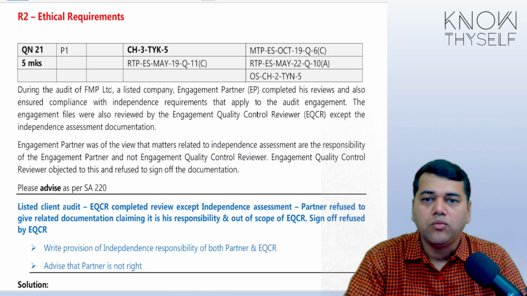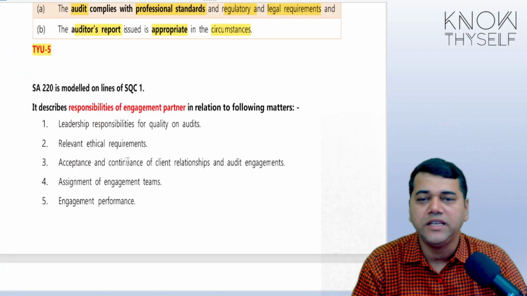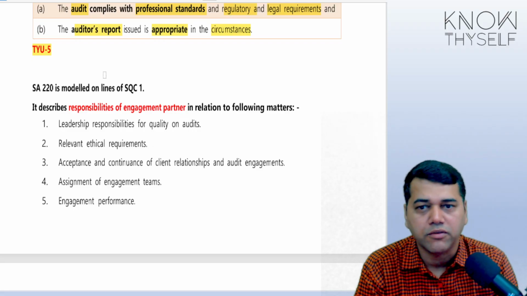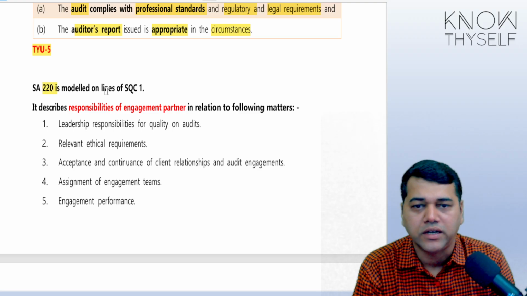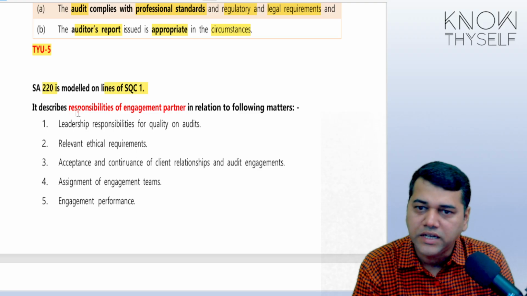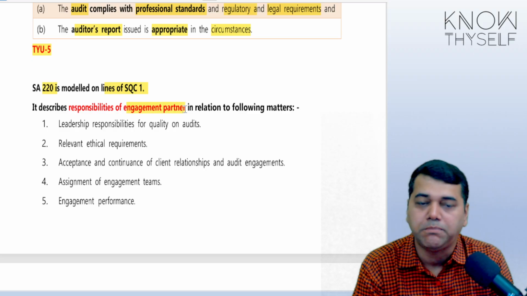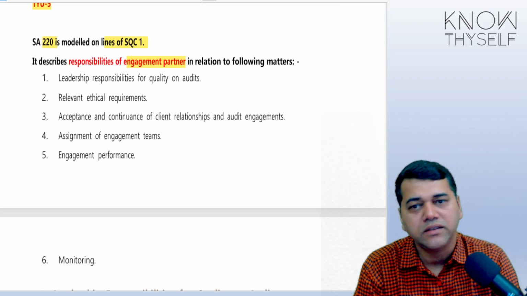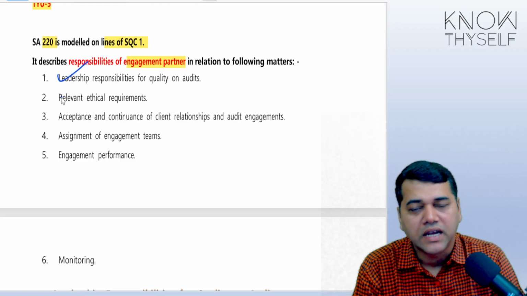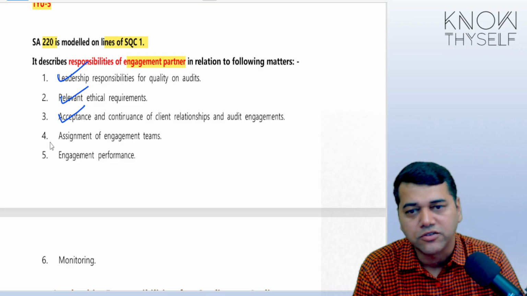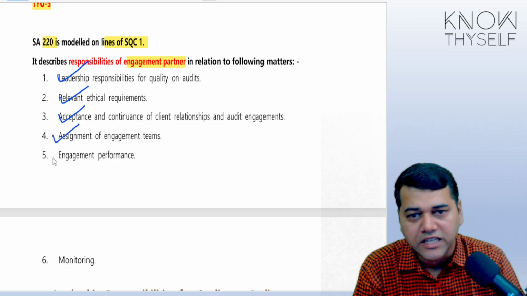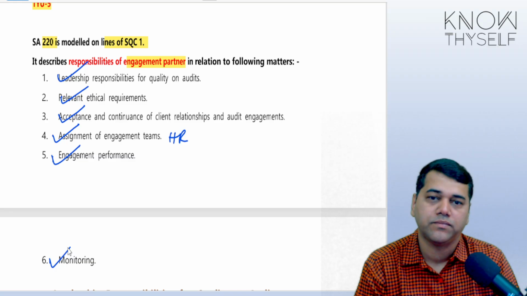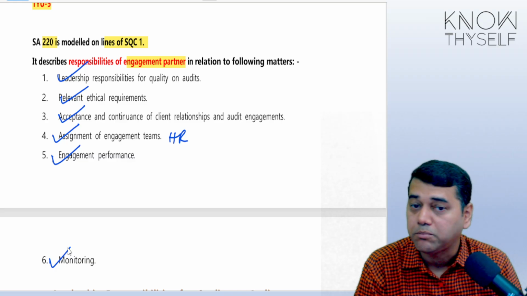Yes, so now what are the requirements? We have already seen that any standard first starts with the objective, and how do you fulfil this objective? There are some requirements. Now, SA 220 is modeled in line with SQC 1, so it defines the responsibilities of an engagement partner in respect of the following matters. If you see, what are the responsibilities? Leadership responsibility, ethical requirements, acceptance and continuance of the client relationship, assignment of the engagement teams, nothing but HR there, and engagement performance and monitoring. Yes, so now certain aspects are important here, friends.